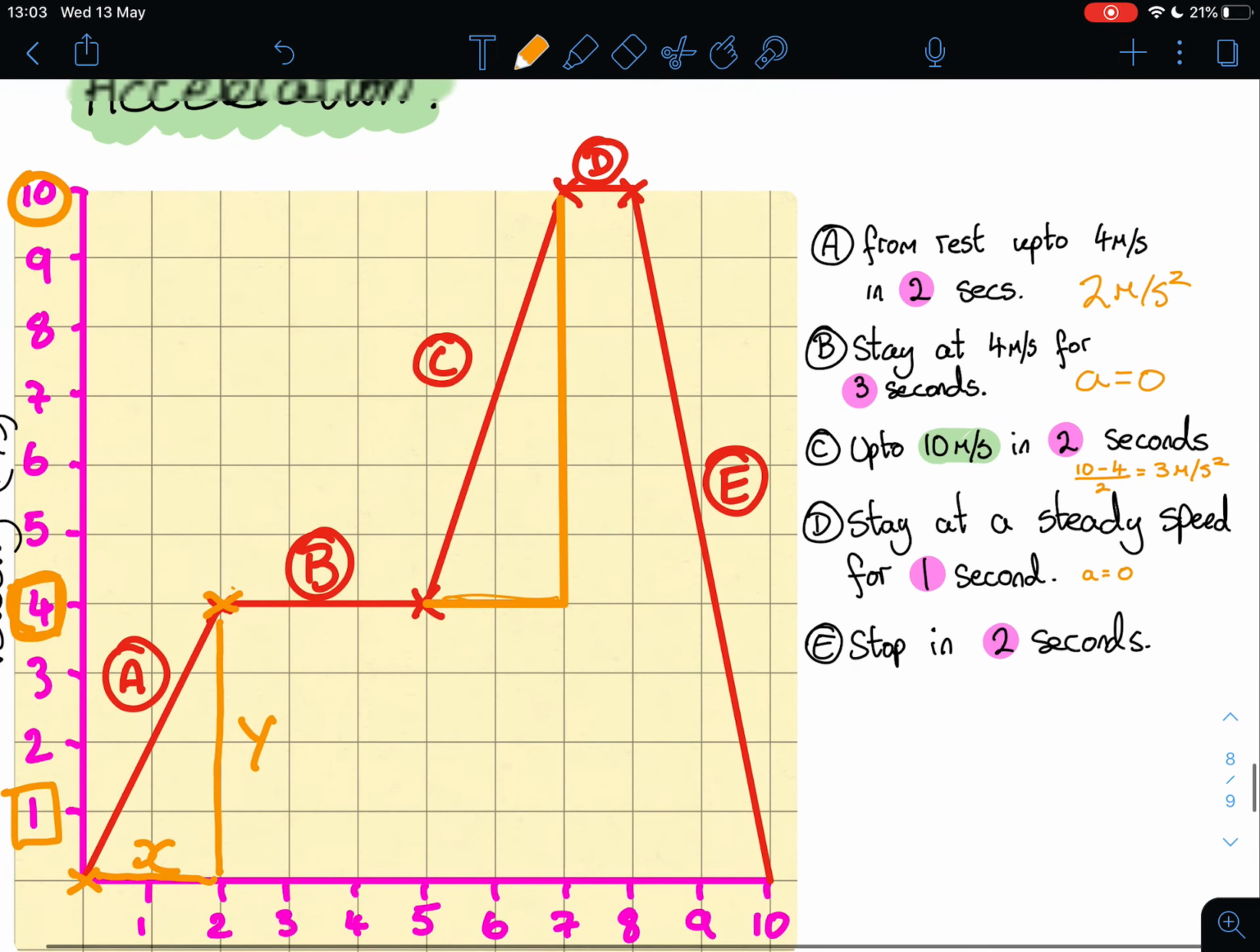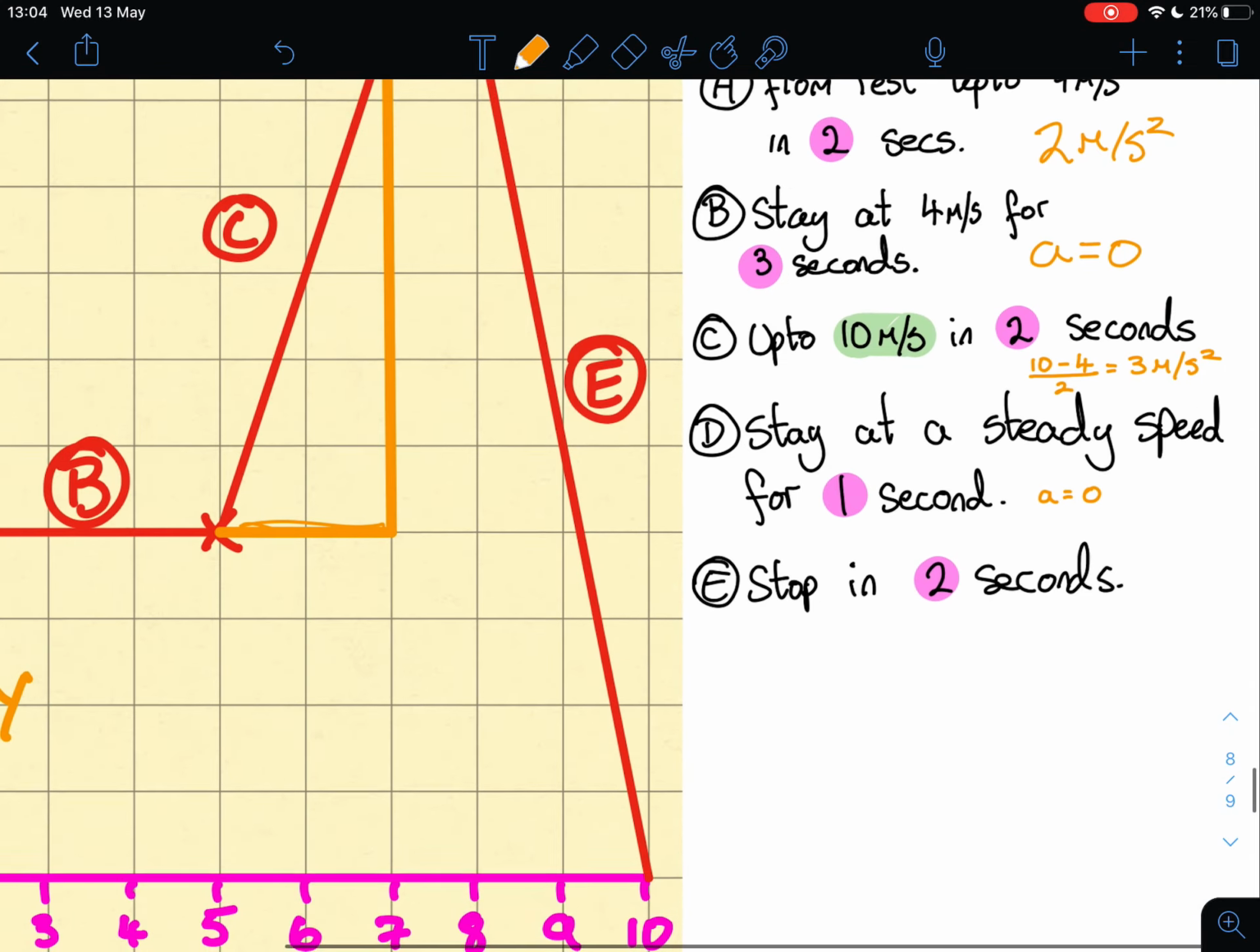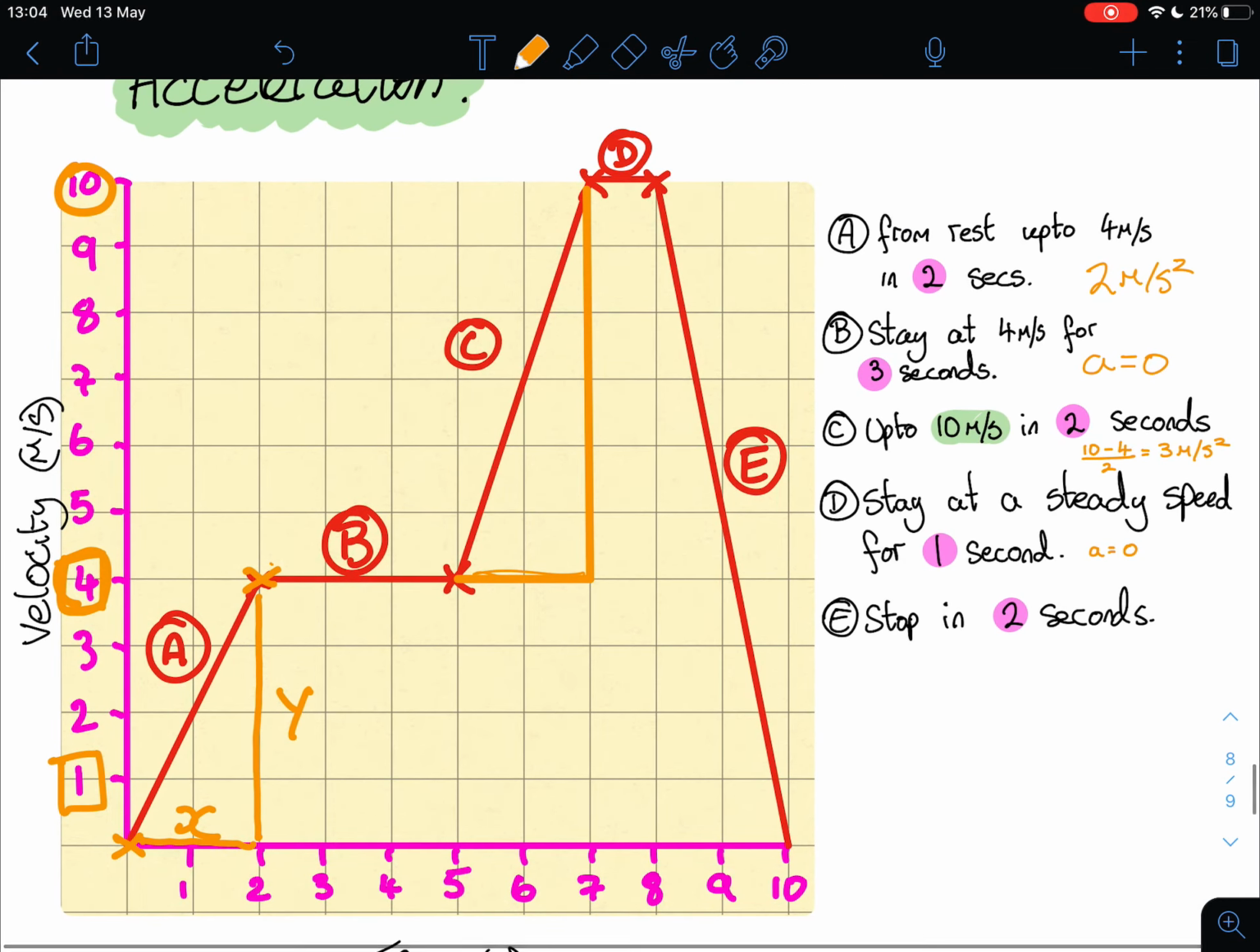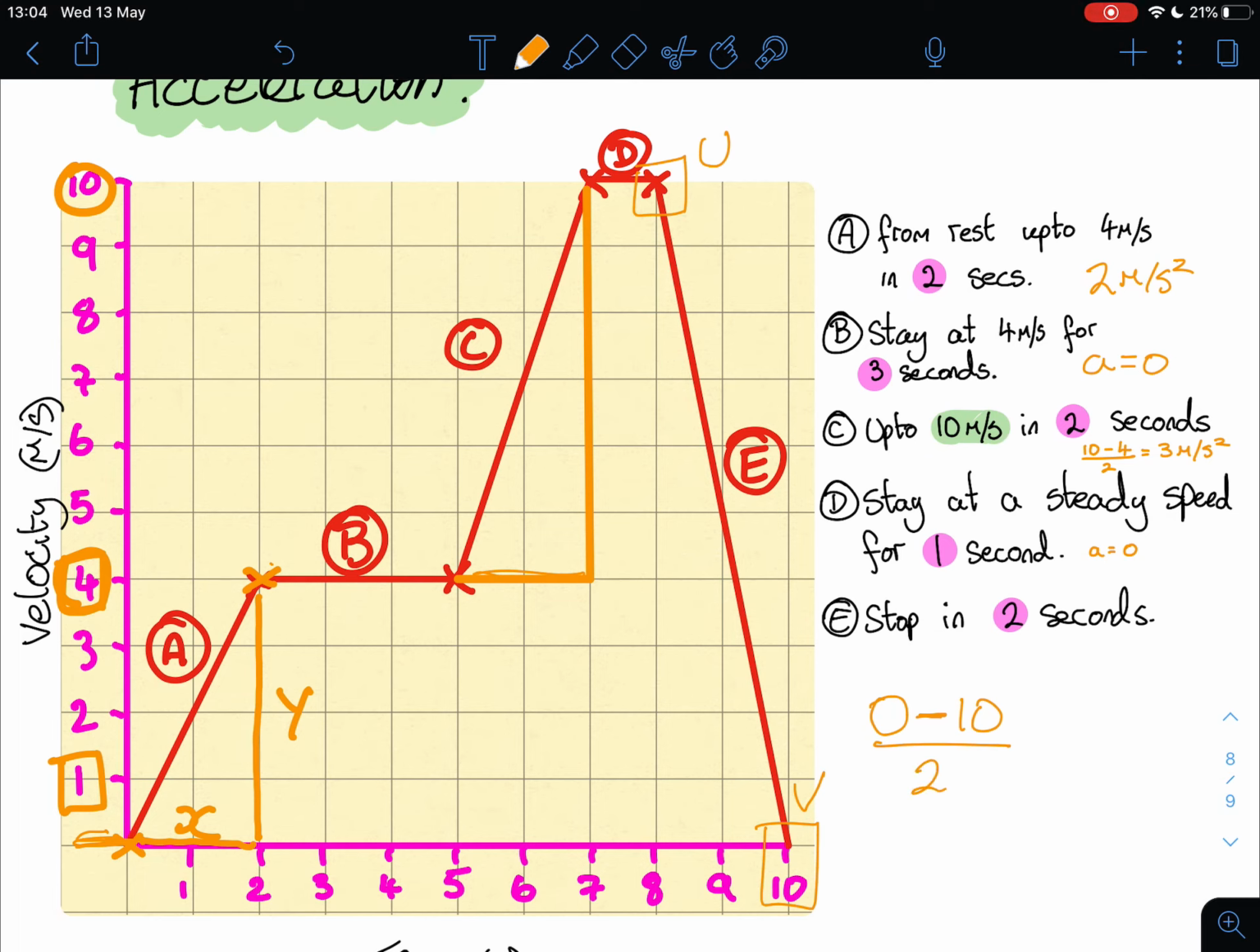And the final one, what kind of number are we going to get? Positive or negative, I wonder? It's going to be negative, because this time round, U is the beginning, V is the end. So this time we have V is 0 here. I know I've circled the 10, but that's not it. 0 meters per second minus 10 meters per second over 2 seconds gives me minus 5 meters per second squared.